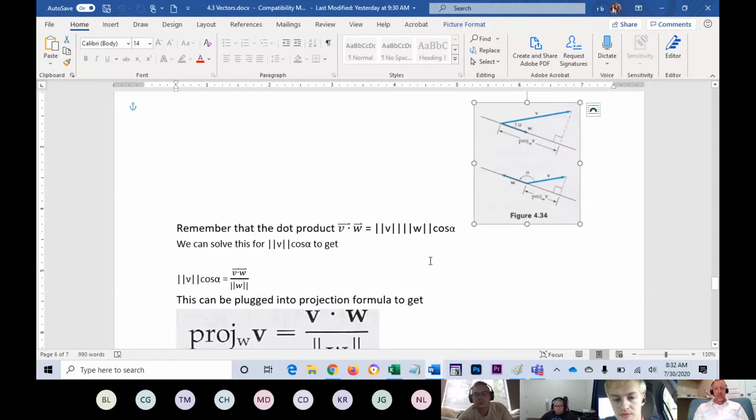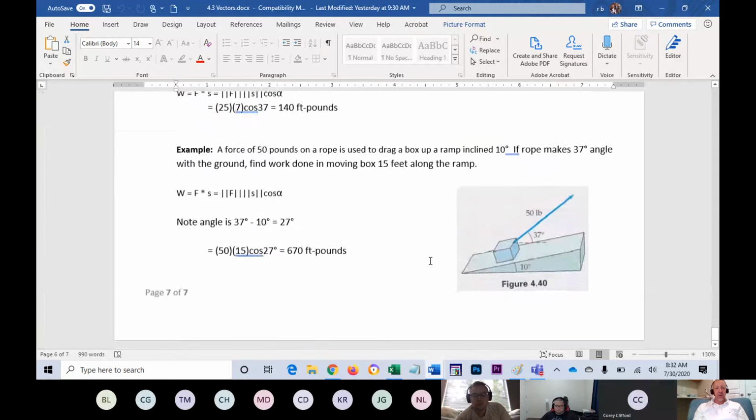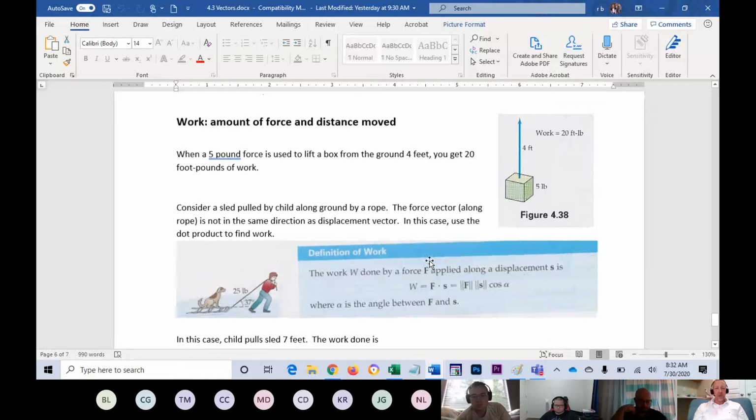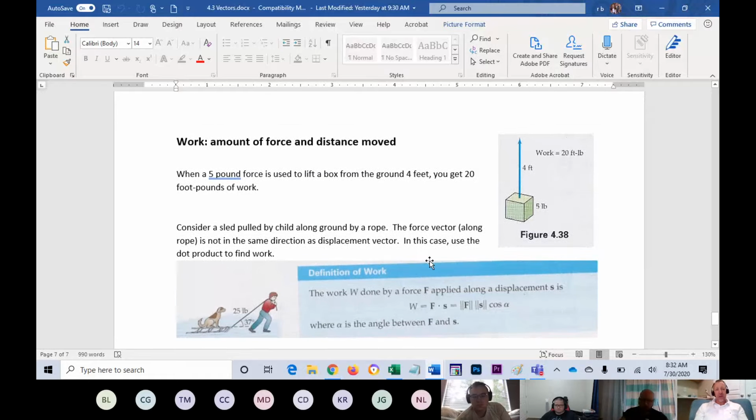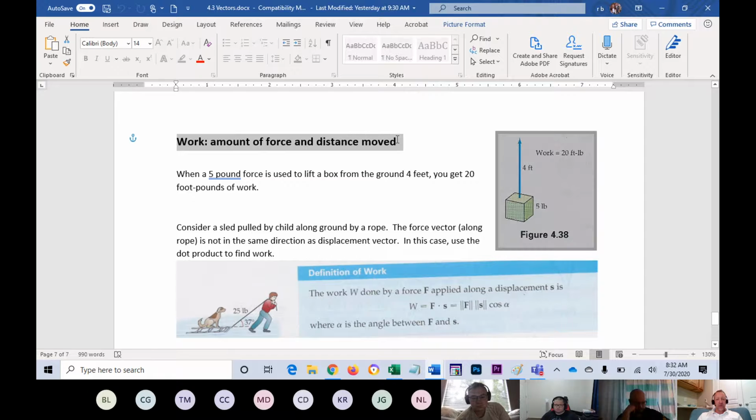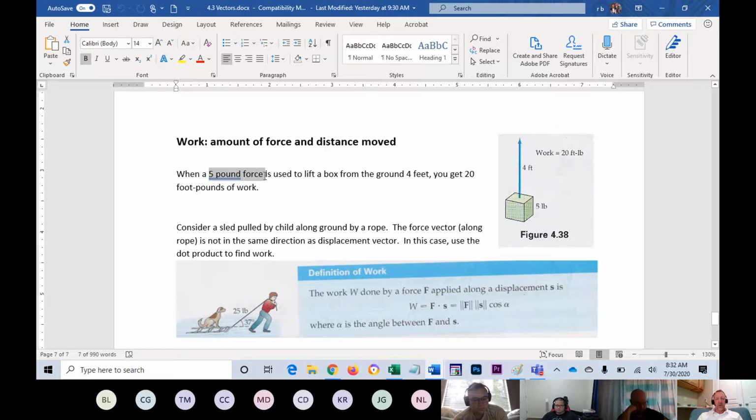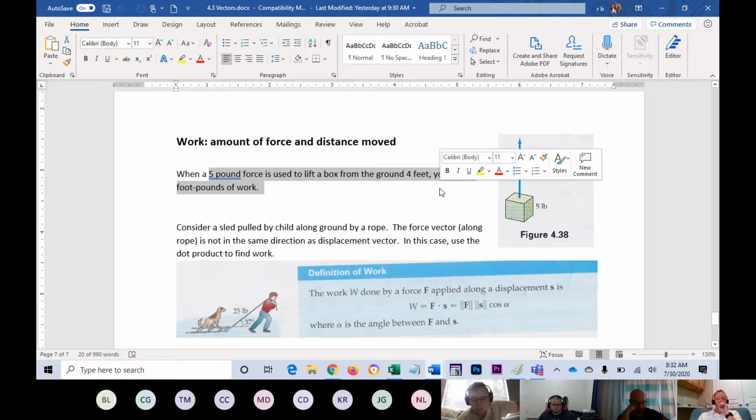So we're going to finish up 4.3 today. We don't have much left, but we're going to talk about work. The definition of work is the amount of force and the distance moved. So if you use a 5-pound force to lift a box from the ground 4 feet, you get 20 foot-pounds of work. Okay, so that's lifting it straight up.